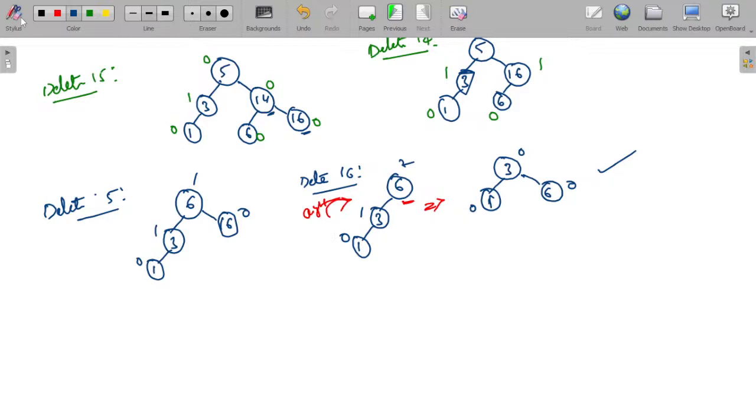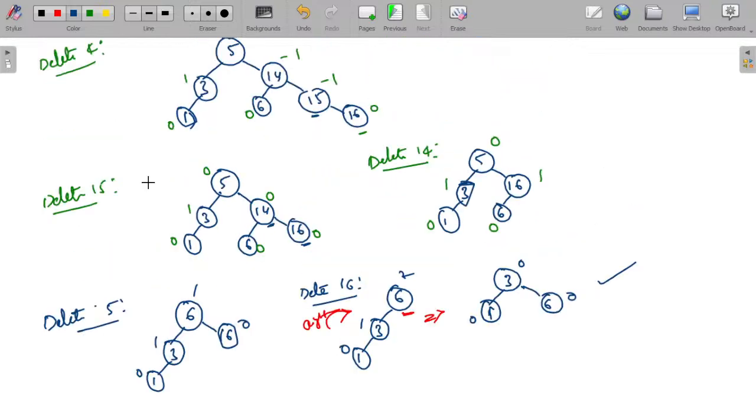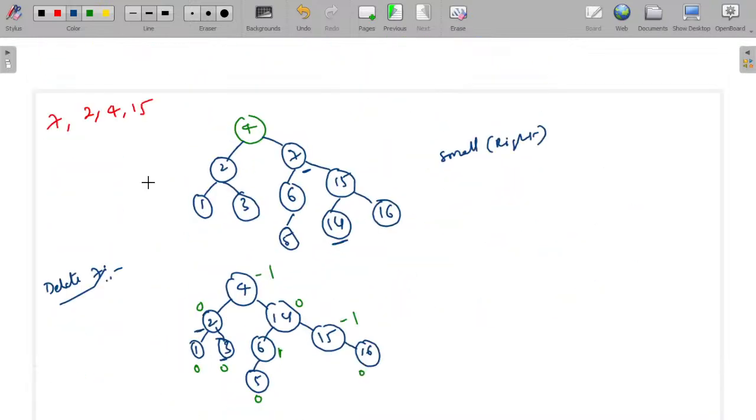Search operation in AVL tree works similar to binary search tree search operation. It is nothing different. I believe you already know how the search operation works in binary search tree. For example, if I've been asked to search 14 here, it is going to work like this.